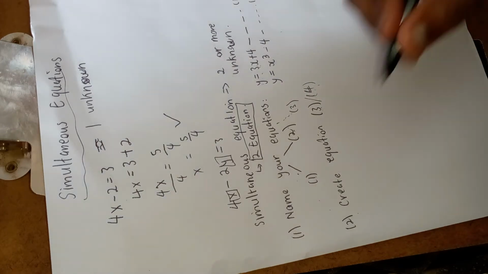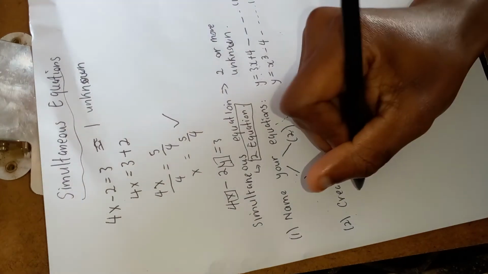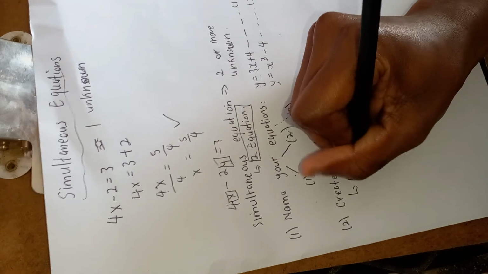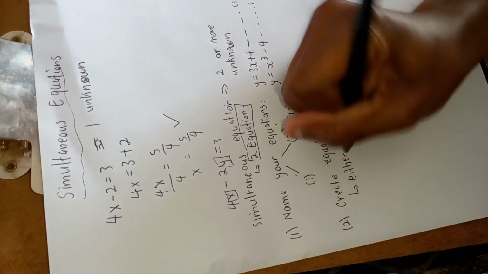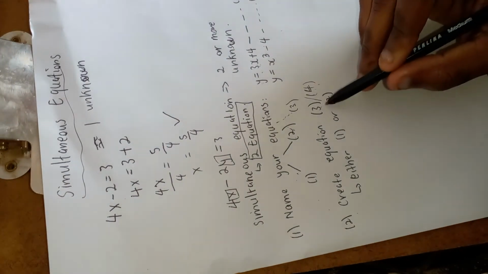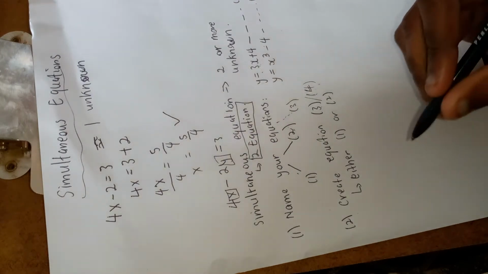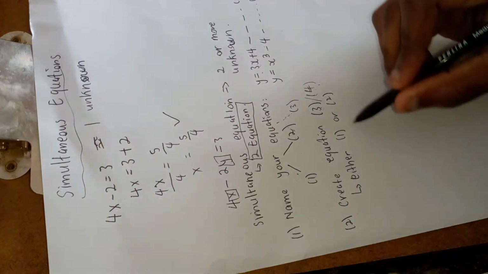Okay, and then how do you create equation 3, or how do you create the other equation? You create the other equation from choosing equation 1 or equation 2. So you create the other equation from the equation that you already have. You create your other equations from the equations that you already have. So how do you go about creating them from the equations that you already have?